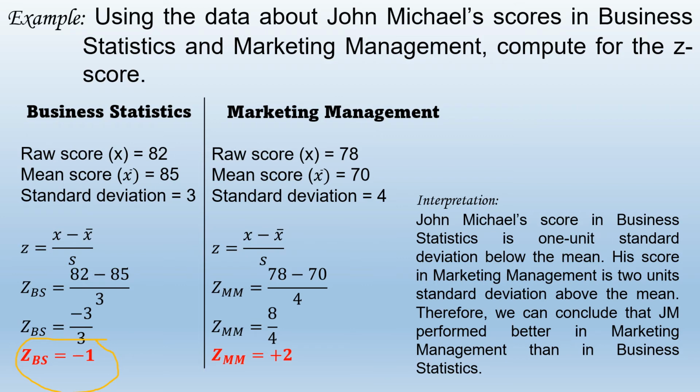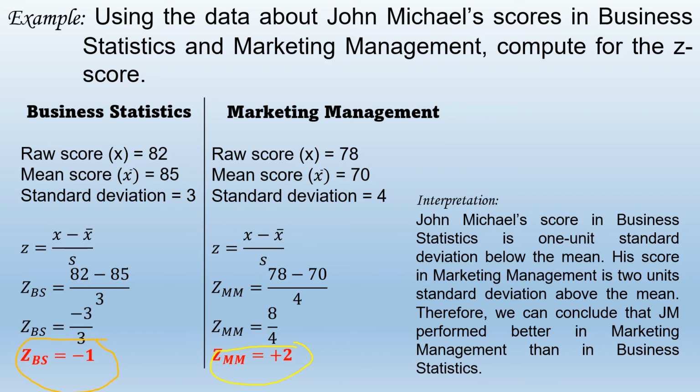Sir, for example, for marketing management, if we run through marketing management, what we got there is +2. Okay. Sir, like in math, in algebra, if there is no sign, it is positive anyway, but we really have to make sure that we emphasize the positive sign here. For this part on the Z-score.